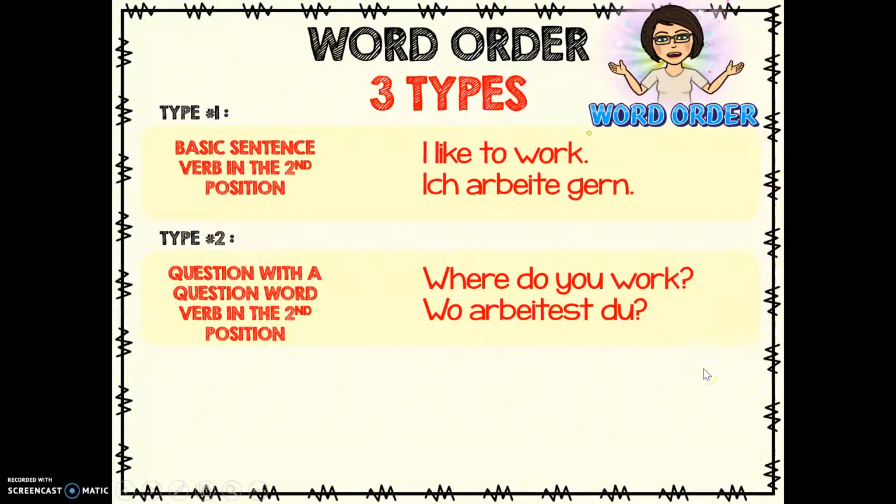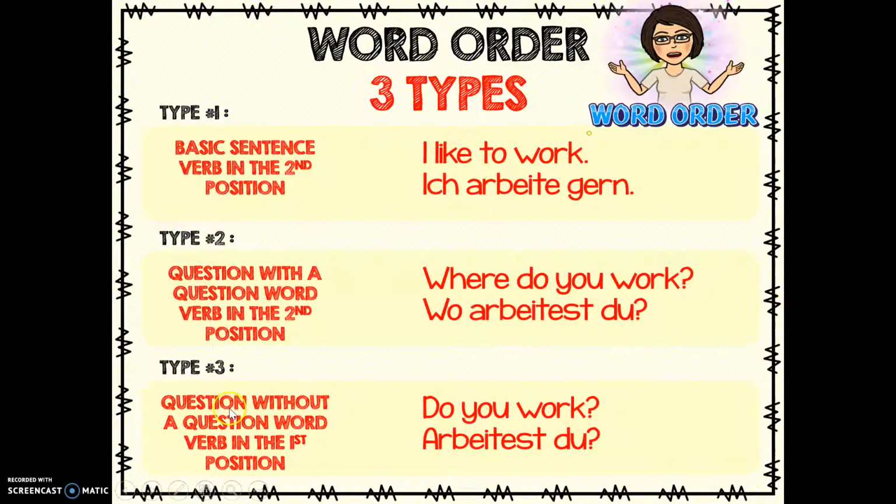The third type of word order is the most difficult for most students. This is a question without a question word. Do you work? Are you going? Is he nice? These are all questions that do not start with who, what, when, where, how, or why. Now in English you will notice we start with the verb. Verb is in the first position. Just like in German, German also has to have the verb in the first position.